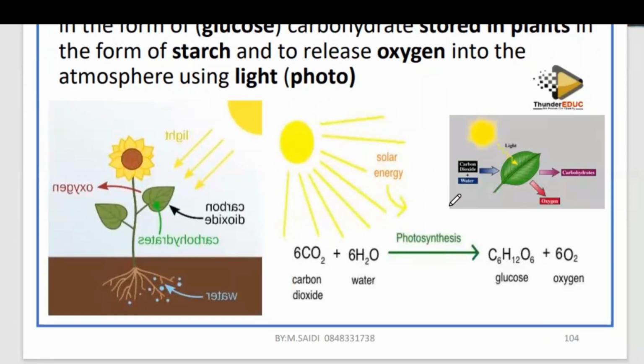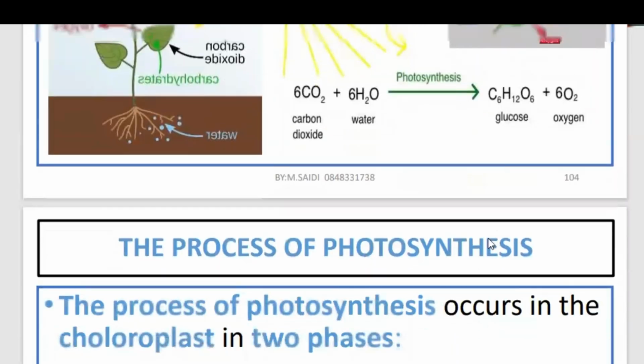Here the plant takes water from the ground, and then sunlight comes in and is trapped. Once it's trapped, carbon dioxide is used. Once that happens, what happens? Then oxygen is released, and carbohydrates are formed. So this is the actual process which is happening. We're going to look at this process in detail.